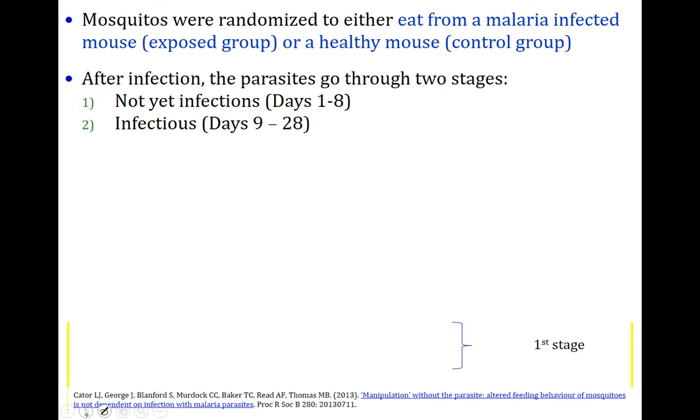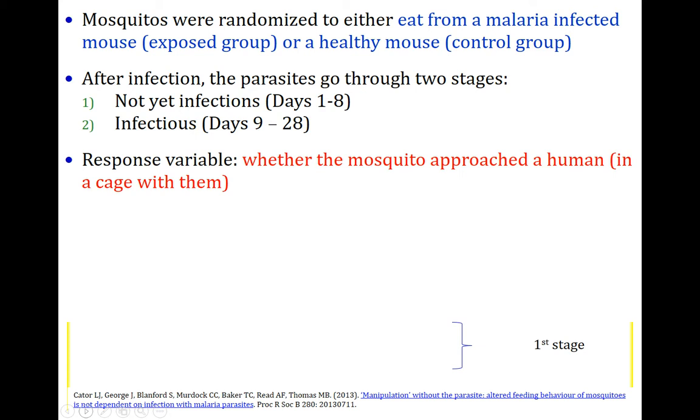So you get all this up here now. So we have these mosquitoes that were randomized to either eat from a malaria-infected mouse, exposed group, or a healthy mouse, control group. After infection, the parasites go through 2 stages. One stage is they're not yet infectious, days 1 to 8, and then in the second stage, they are infectious, days 9 through 18. The response variable, whether the mosquito approached a human in a cage with them.